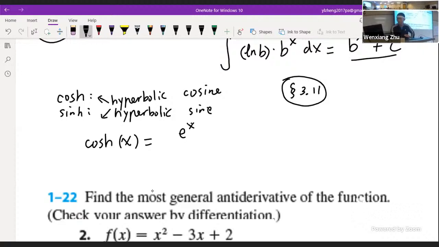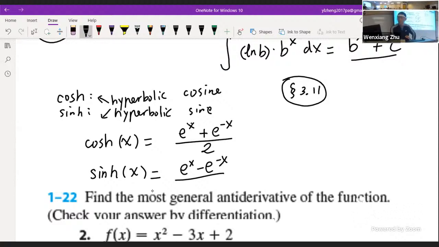This one is e to the x plus e to the minus x divided by 2. And hyperbolic sine of x is just e to the x minus e to the negative x, divided by 2. So this is actually nothing new. It's just like an exponential function, right?